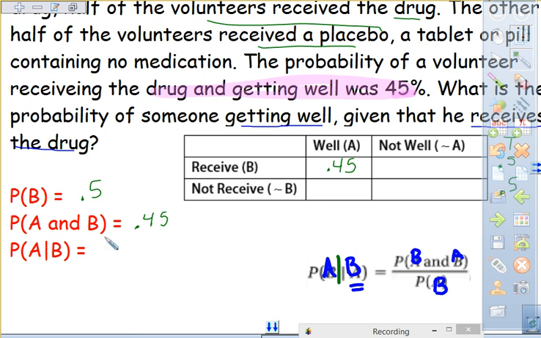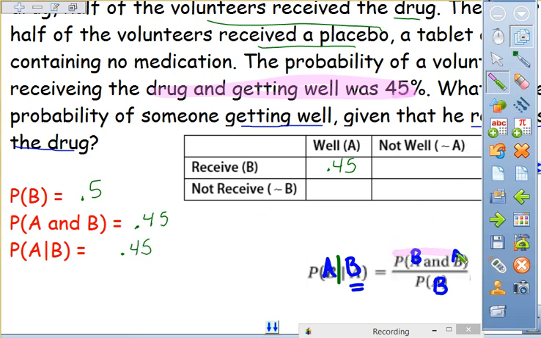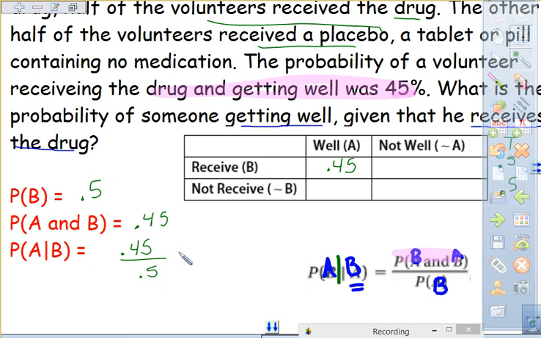So now we can figure out our formula. So we want to do A and B, 0.45, which is our numerator, divided by the probability that he receives the drug, 0.5. So if I work that out, that gives me 90% chance. So what is the probability of somebody getting well given that he received the drug? Well, according to this experiment, 90% of the time a person will get well given that they received the drug.